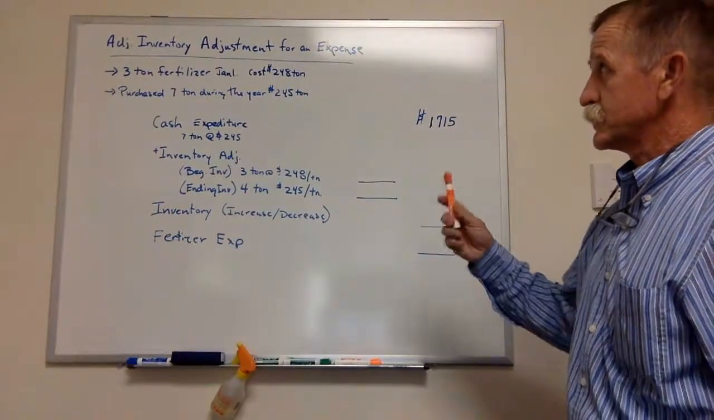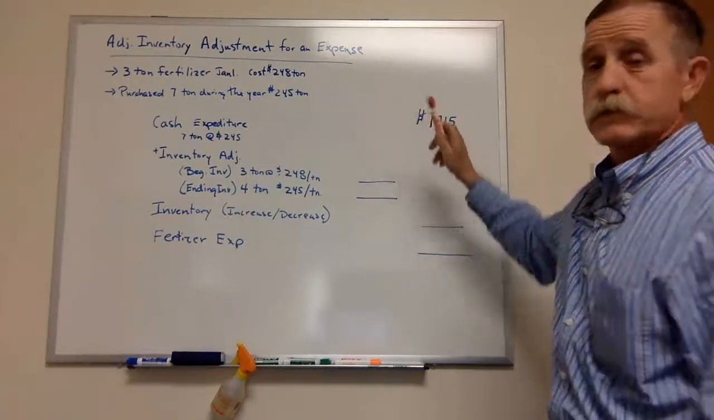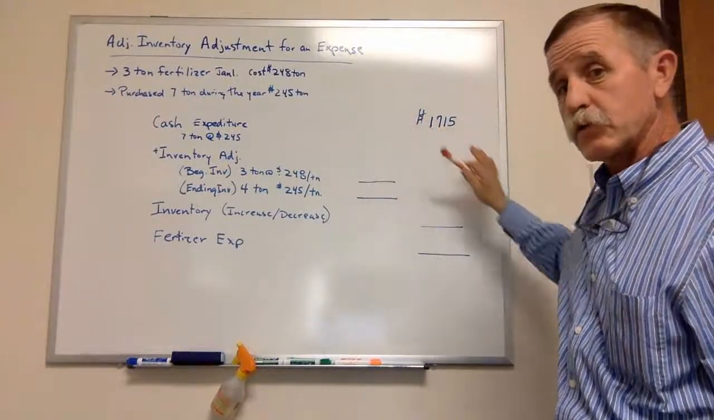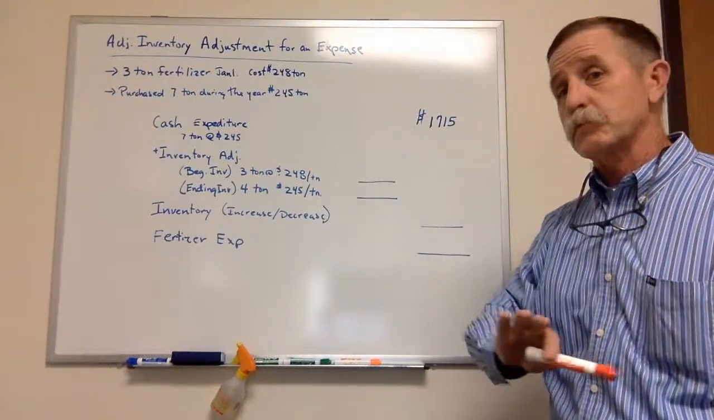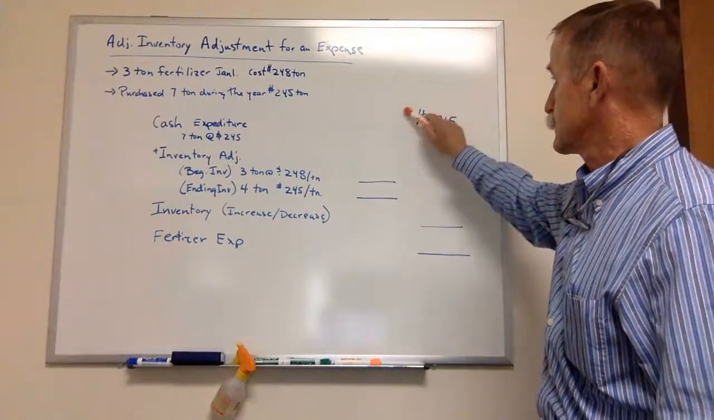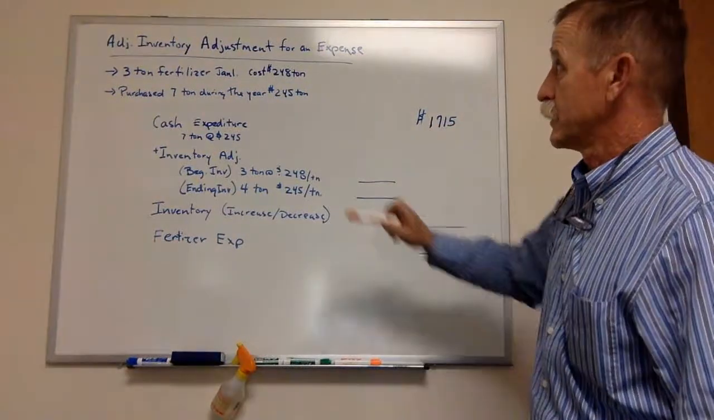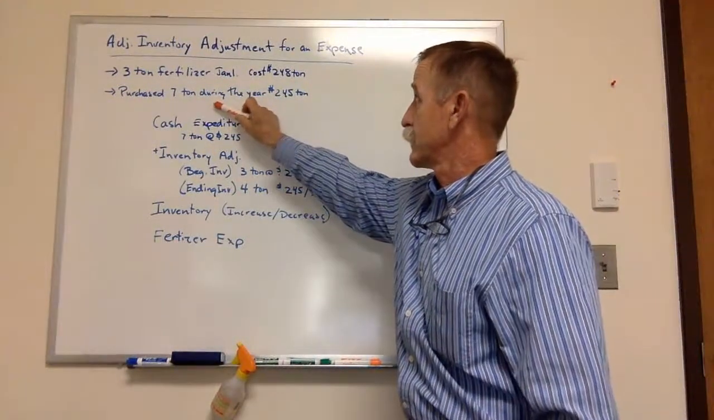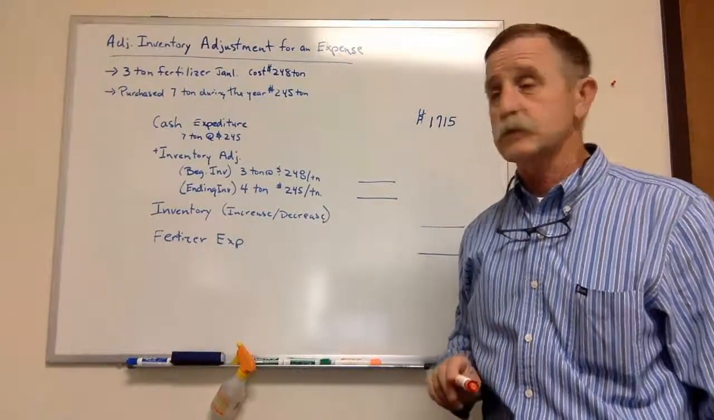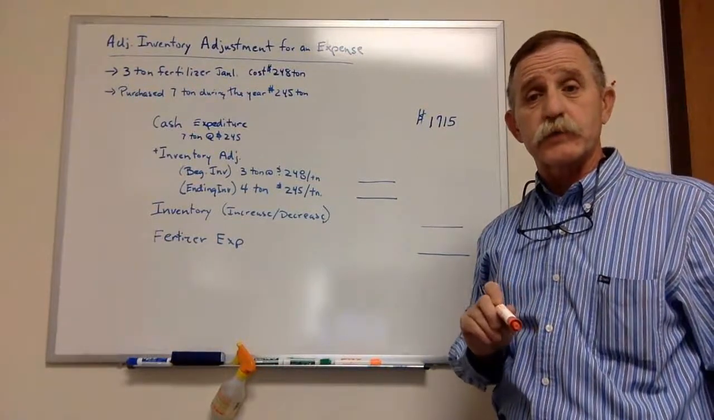So this is an accrual adjustment to an expense account for fertilizer. And in a typical scenario, if we were completely a cash basis accounting system, this is how much we spent in this fiscal year, $1,715. It would be that 7 ton of fertilizer at $245. Okay, that's strictly cash.